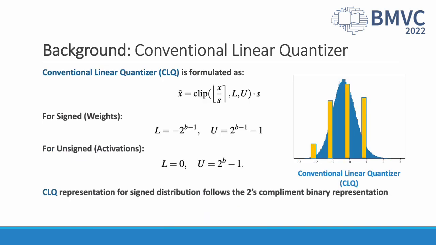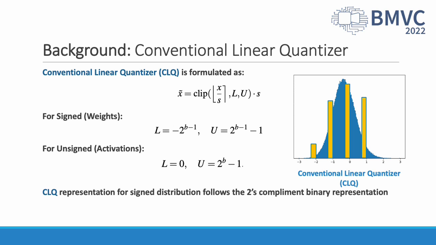Let's look at the conventional linear quantizer. From here on, we will abbreviate conventional linear quantizer as CLQ. CLQ can be signed or unsigned. Unsigned CLQ is used for the activations. For example, the output of ReLU activation is unsigned, and signed CLQ is used for the weights. And here L and U are the minimum and maximum quantization levels.